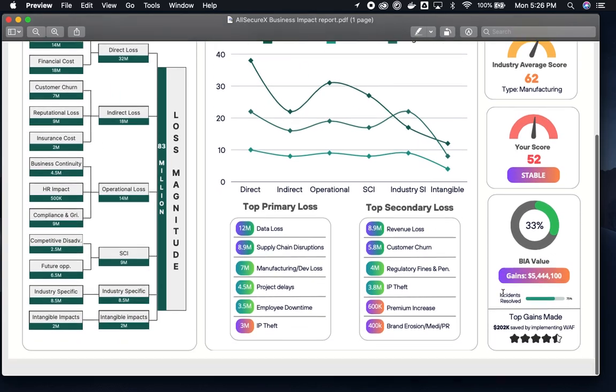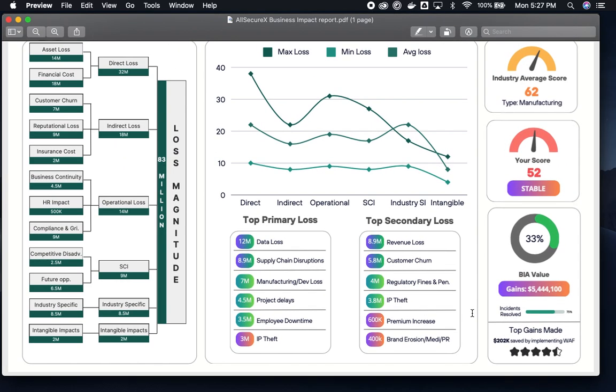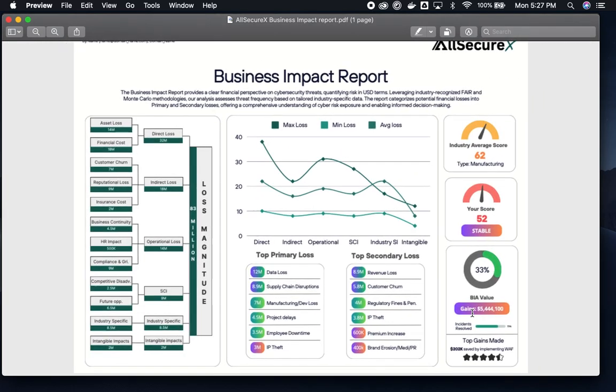The BIA value talks mostly about the business impact avoidance value, which means the amount of financial gain which will happen once you start the remediation process by remediating each and every control. For example, if you implement the WAF, then mostly $200,000 has been saved in the last quarter. Something like that would be there, depicting the overall status of the business impact.